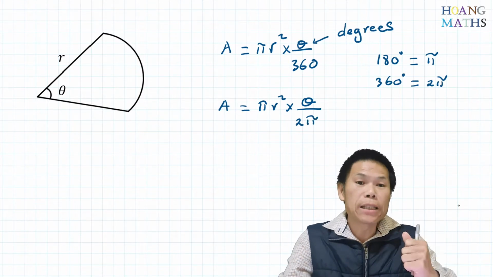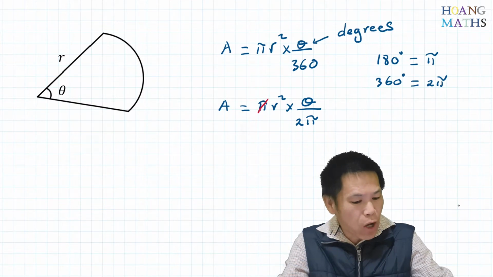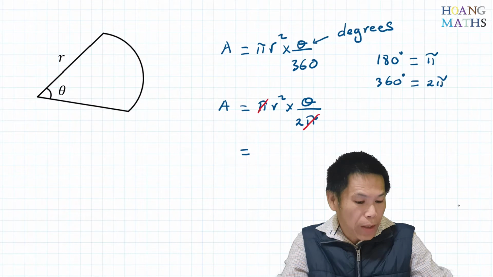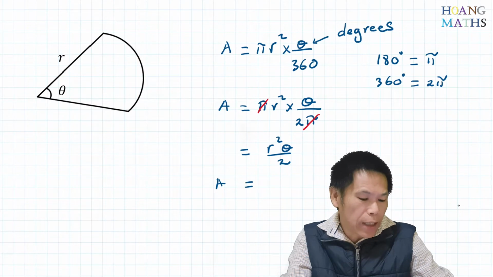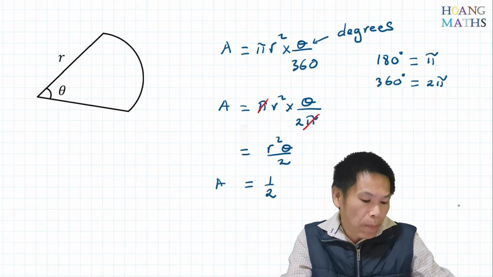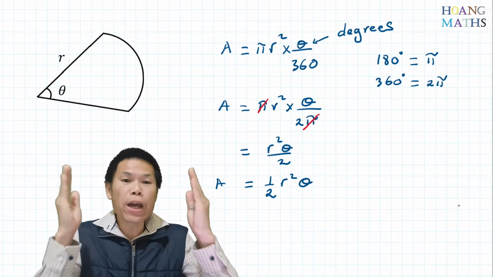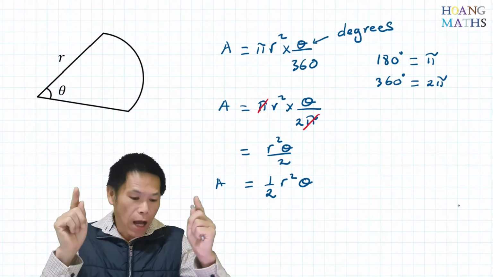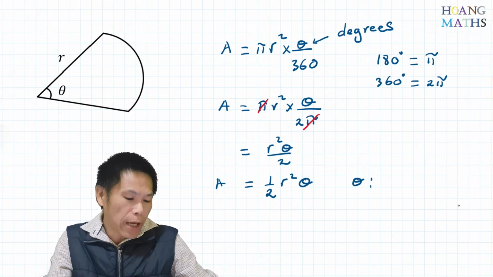Then I can just simplify this. I cancel this pi out, so that will give me r squared theta over 2. This can be written as A equals a half r squared theta. So the area of any sector is a half r squared theta, but the theta here must be in radians.